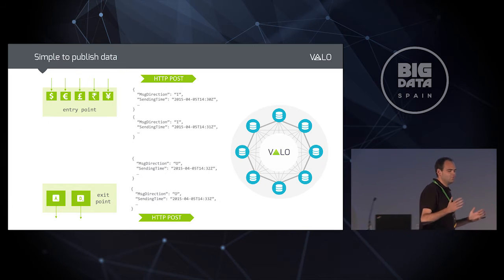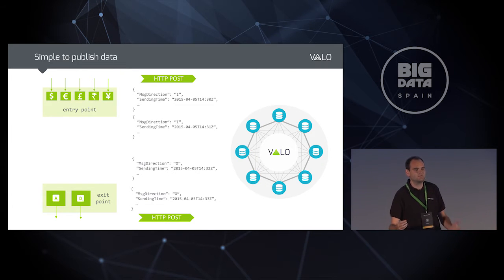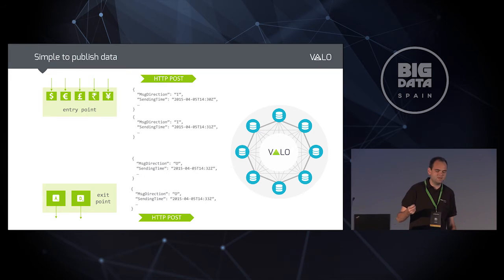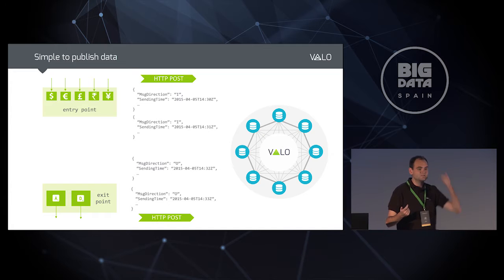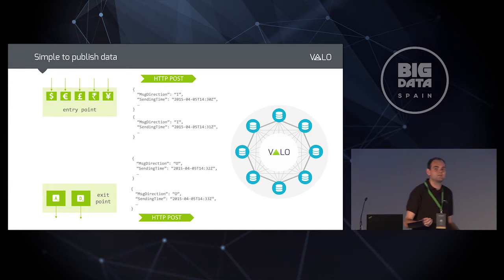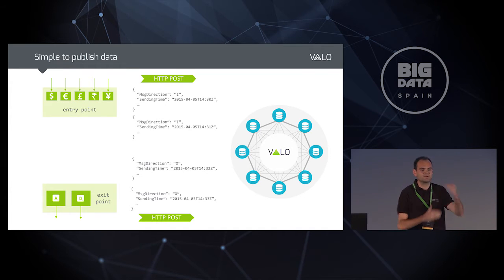To get started with, what you need to do is publish data into Velo. In common with so many of the things that we've spoken about today, Velo is a cluster of nodes, and the API for publishing data into Velo is incredibly simple. Structure it in a JSON document and issue HTTP posts to the system, and then we can start analyzing it.